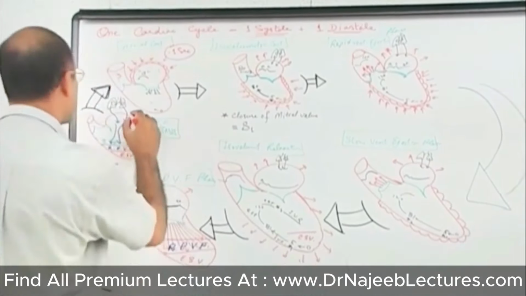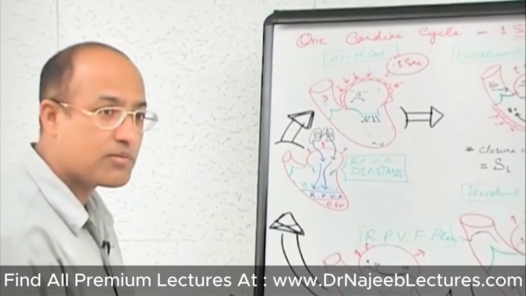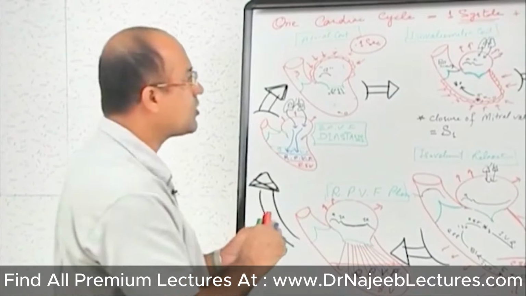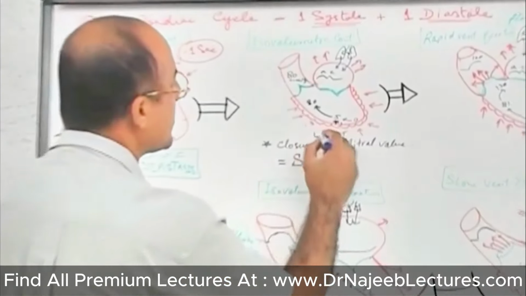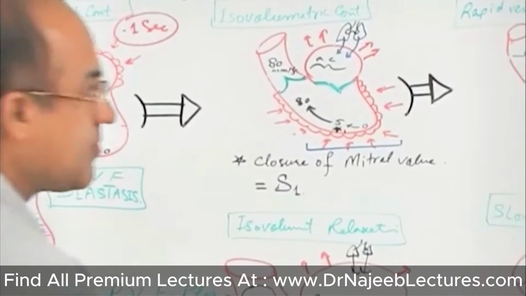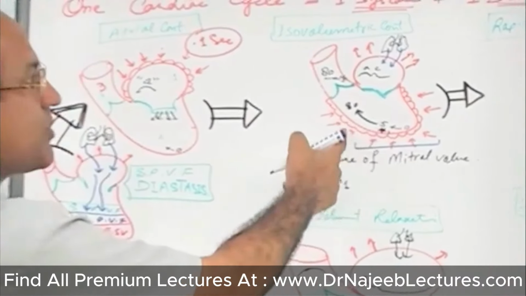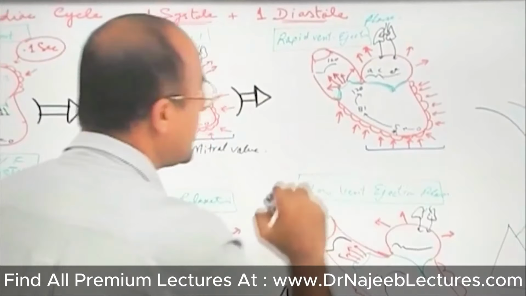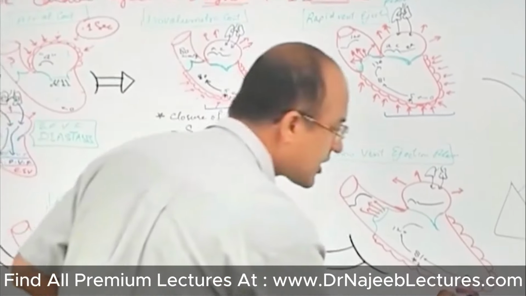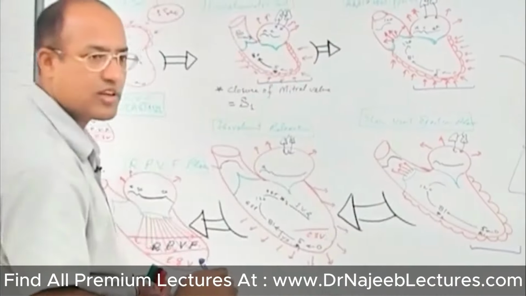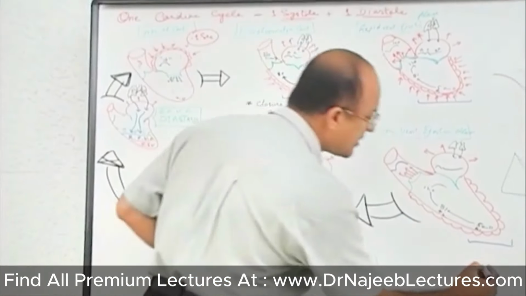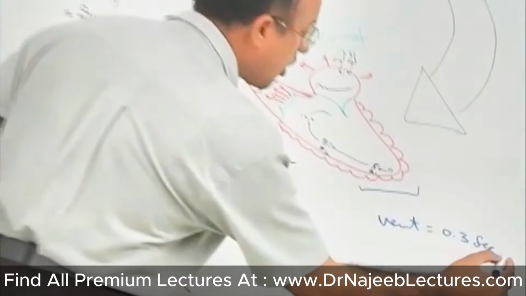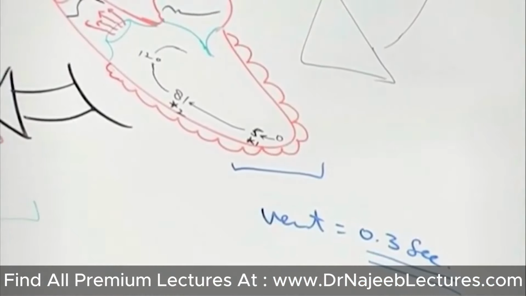But when we superimpose the concept of ventricular systole and diastole, then look at it. This was your ventricular systole, which was isovolumetric contraction. Again there was ventricular systole, rapid ejection phase, then slow ejection phase, again ventricular systole. So total ventricular systole is about 0.3 seconds. So it is longer than atrial systole.